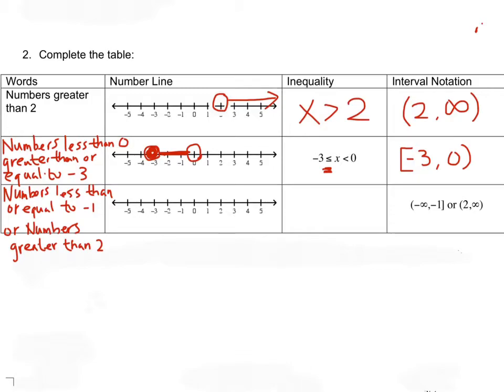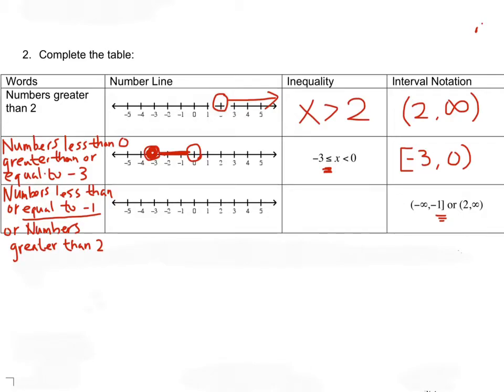Next one, you're given the interval notation. So I have negative infinity up to negative 1, or 2 up to infinity. So the words would be represented as numbers less than or equal to negative 1. So again, look for the information. It's a square bracket, so it contains the equal to. The other information, from 2, I would read as or numbers greater than 2.